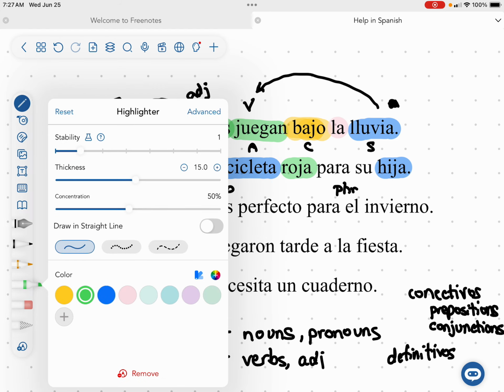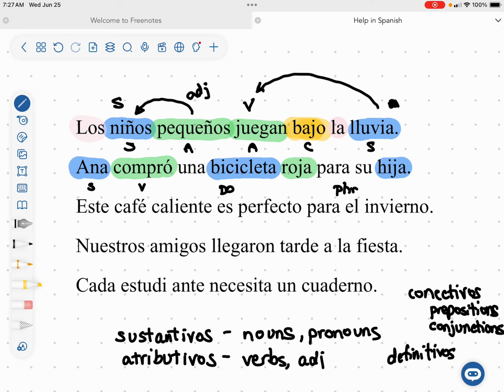What are our connecting words? Well, una bicicleta, una is a pointing word. Su is a pointing word, which daughter, her daughter. But para is a word that connects daughter with bicicleta. All right? Well, it could be bicicleta or compró. But this is what the connecting word is. It connects hija with either bicicleta or compró. I would probably say compró. So this phrase here describes that verb. So that's an adverbial phrase.